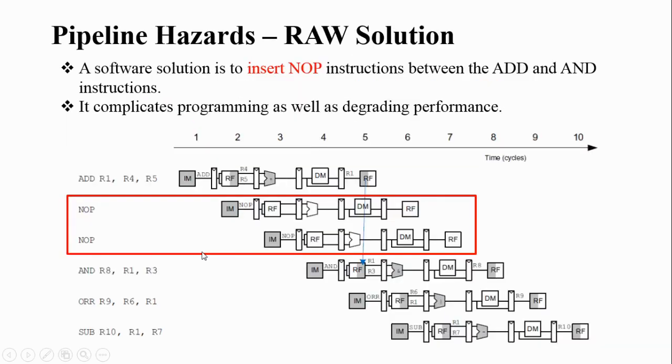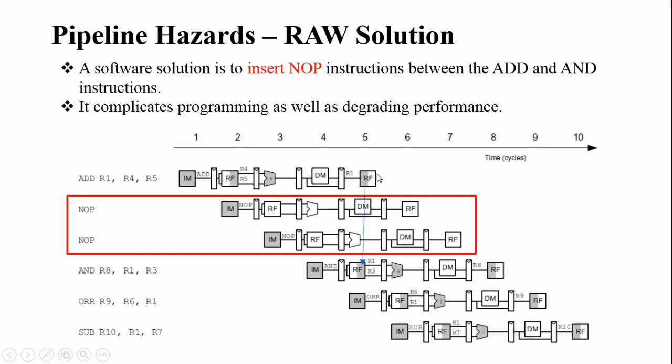So what modification have you done? You have added two no operations here. So after two no operations, the third instruction will be your AND. So the decode stage of AND will coincide with the same stage where the write process is completed for R1. So there will not be any problem.